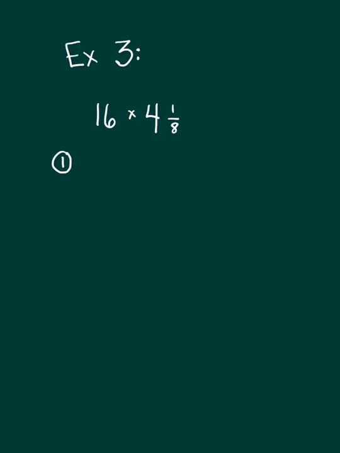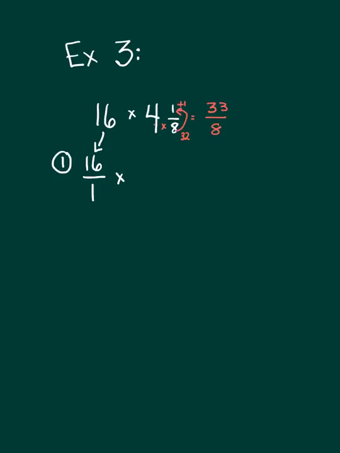So you are going to, well, 16 is going to become 16 over 1. And then here we're going to multiply, we're going to get 4 times 8, and then we're going to add this 1. So that's going to be 32, and we're going to add 1. We're going to get 33 over 8.